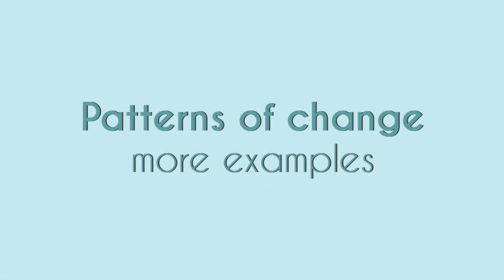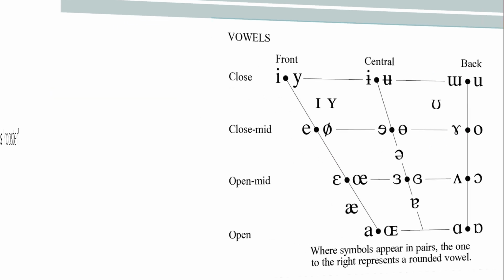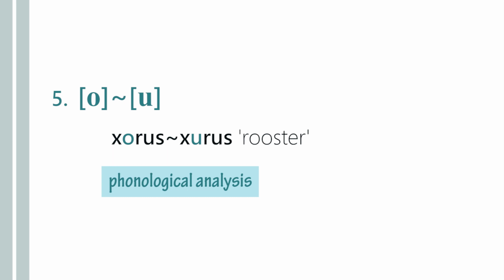Another example: the change of o to u. The word khoros becomes khurus, rooster. Here, again, if you look at the table, you see that there's a one-step raising of o to u. You could call this raising. Now, if you want to conduct phonological analysis, you could refer to this as raising. You could also refer to it as assimilation.